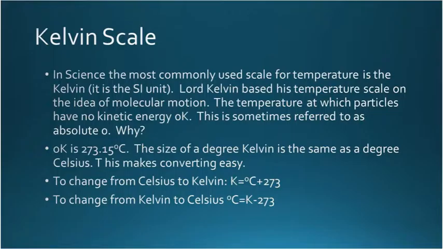So to change from Celsius to Kelvin, you're going to add 273 to the degrees Celsius. And to convert from Kelvin to Celsius, you're going to subtract 273 degrees from the Kelvin.